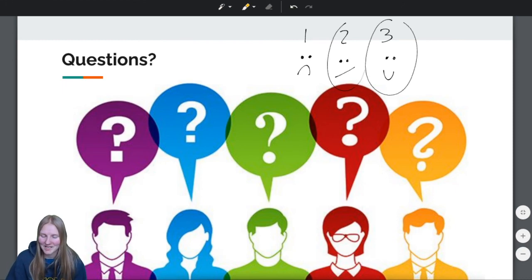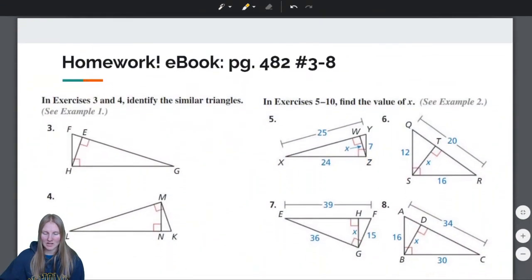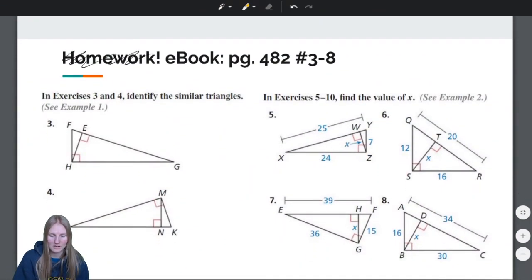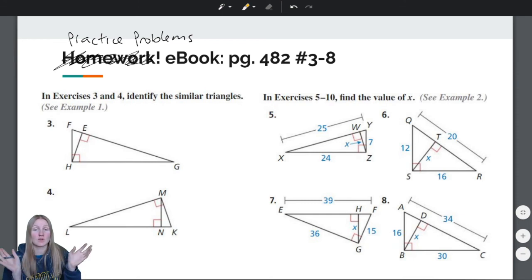So, take the appropriate action, ask questions, try the homework, help your friends and family, and look at these practice problems. Oh, that should not say homework. This is not necessarily your homework. These are just practice problems that you can do to help assess your understanding of the learning target and success criteria. If you can do these with no problems, with no questions, you're a 3. If you can do most of them, you're a 2, and if you don't even know where to start, you're a 1.